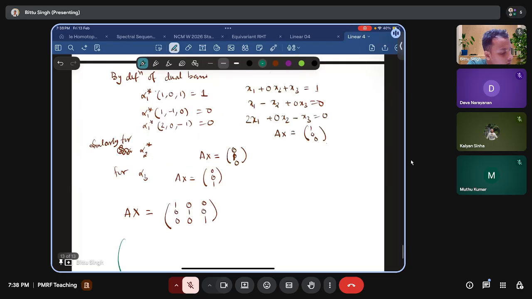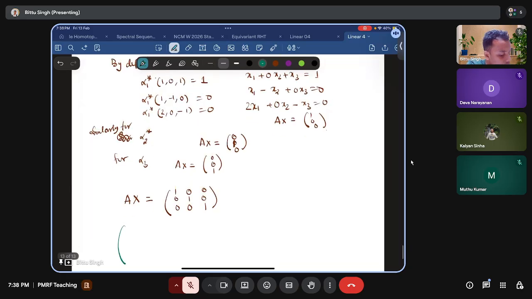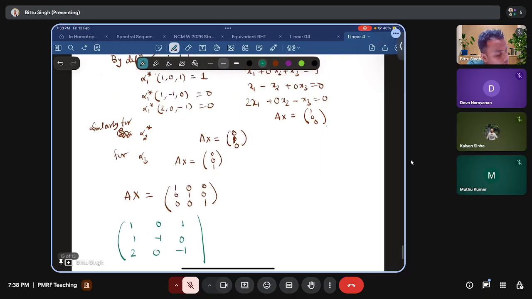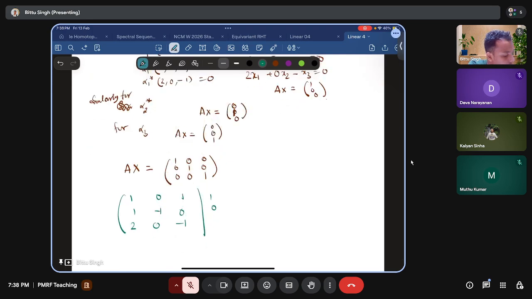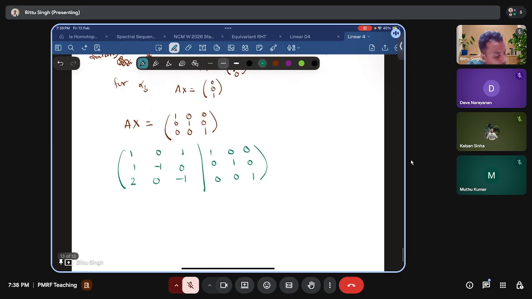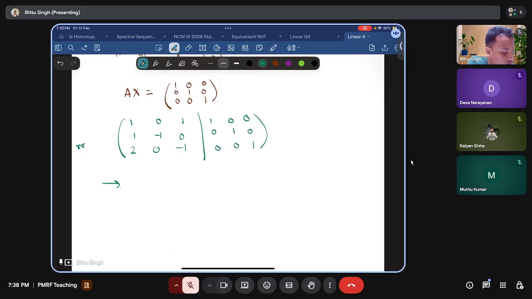So here, as you can see, A is the coefficient matrix: (1, 0, 1), (1, -1, 0), (2, 0, -1), and the right side will be the identity matrix: first entry (1, 0, 0), then (0, 1, 0), then (0, 0, 1), and you need to find the inverse using row operations. So again we perform the row operations.